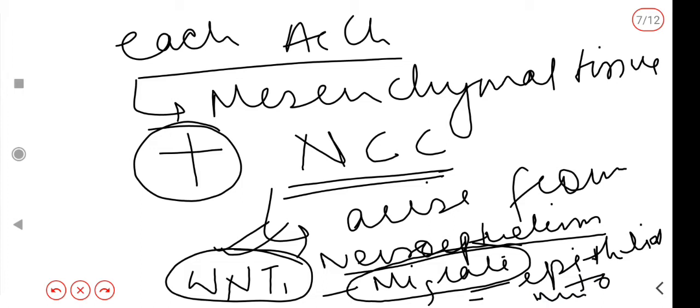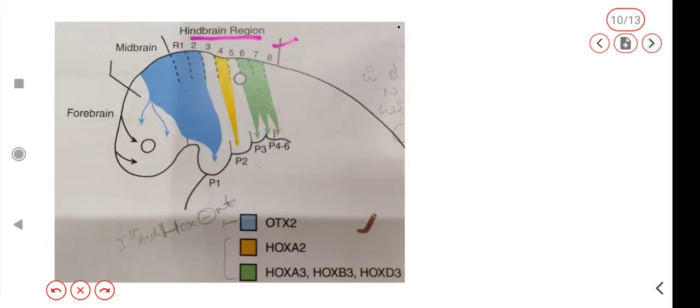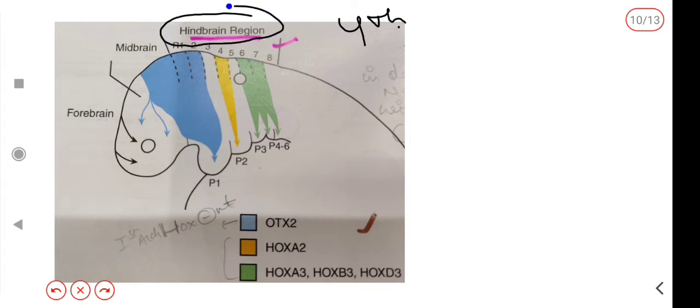And these neural crest cells are very important for the development of the skeletal components of the pharyngeal arches. How? Let's see. In the developing hindbrain during the 4th and 5th weeks, as we see in this diagram, this is the developing hindbrain region of the embryo in the 4th and 5th week.